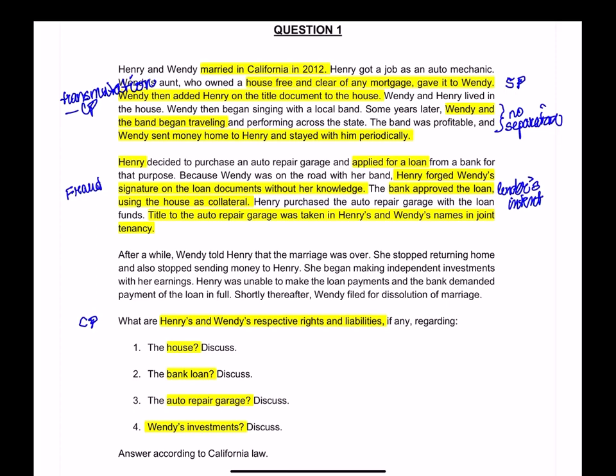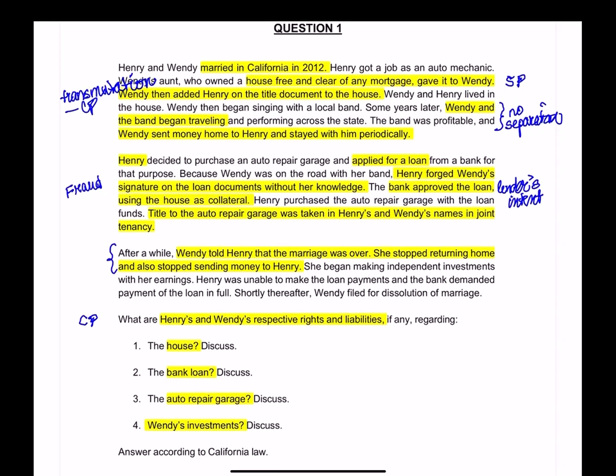After a while, Wendy told Henry that the marriage was over. She stopped returning home and also stopped sending money to Henry. She has now perfected a permanent legal separation. That's the big issue I need to write about. She began making independent investments with her earnings. So what's the legal consequence of perfecting a legal permanent separation? Well, after that, her earnings are her earnings. His earnings are his earnings. So they are separate property at that point going forward.